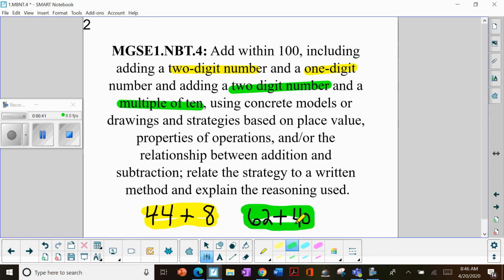When you're talking about a multiple of 10, you're thinking about counting by tens like 10, 20, 30, 40, 50, 60, 70, 80, 90, 100. So we can do this by using concrete models.